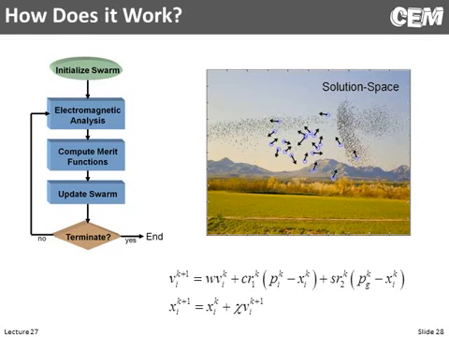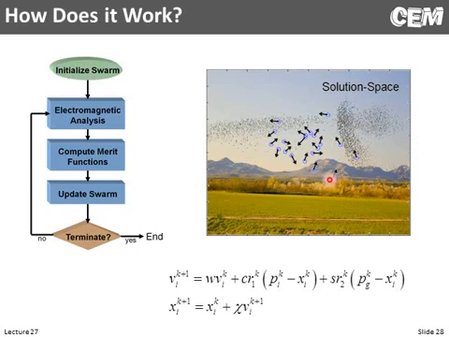Here's the simplest algorithm. There's lots of tweaks and hybrids of this, but here's the simplest. We initialize a swarm. So in other words, we pick the positions of all these particles, and we also pick their initial velocities, so what direction they're moving and how fast. Then we loop through all of these, and we do an electromagnetic analysis to calculate the merit functions. So maybe we're calculating a spectra, then we look at the spectra, maybe we get things like bandwidth and suppression and all this kind of stuff. We tie together into a single merit function or fitness function, and then based on that information, we update the swarm. And the swarm here is updated by changing their velocities.